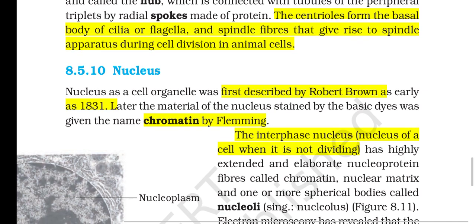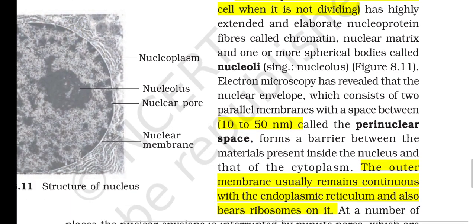8.5.10 Nucleus. Nucleus as a cell organelle was first discovered by Robert Brown as early as 1831. Later, the material of the nucleus stained by the basic dyes was given the name chromatin by Fleming. The interphase nucleus of a cell, when it is not dividing, has highly extended and elaborate nucleoprotein fibers called chromatin, nuclear matrix, and one or more spherical bodies called nucleoli, singular nucleolus.